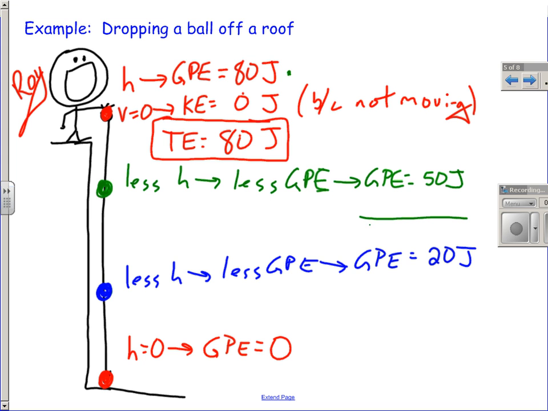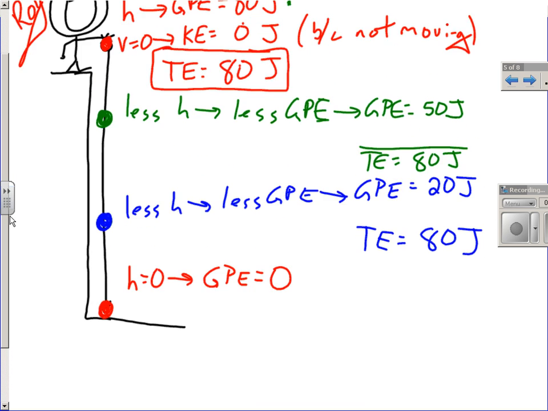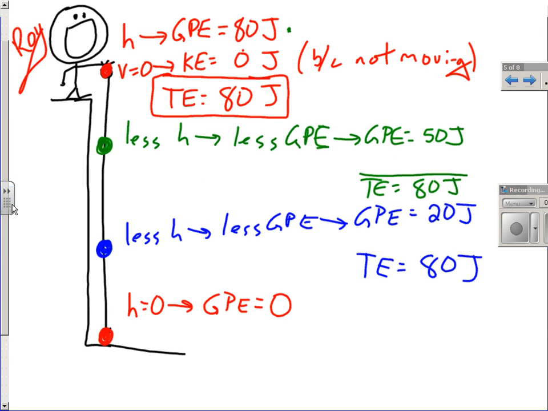So over here, our total energy has to be 80 joules. When you get down to the blue point, the total energy has to be 80 joules. And right before the ball hits the ground, down here, the total energy has got to be 80 joules. That's what conservation of energy tells us: the total energy stays constant.